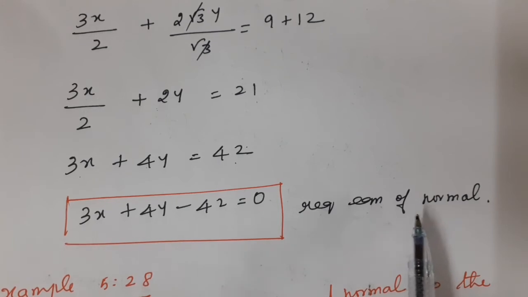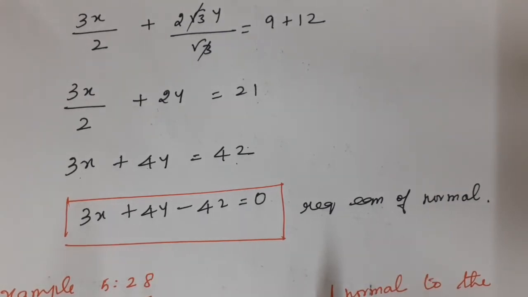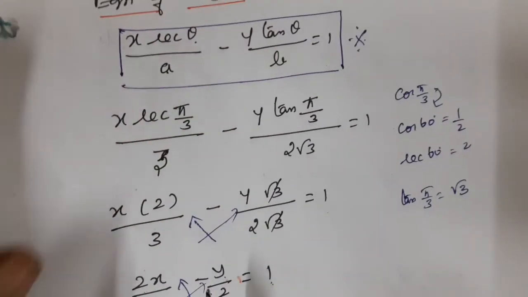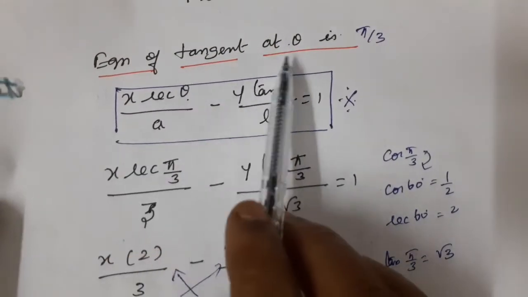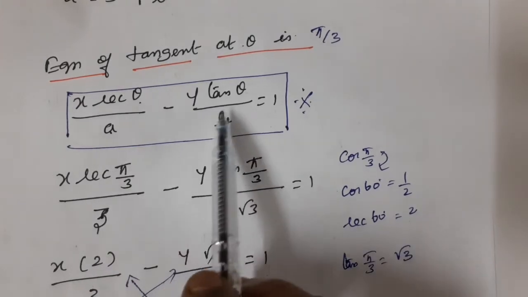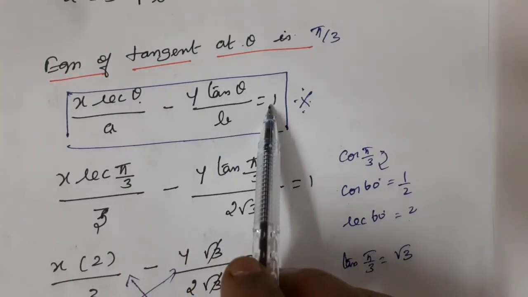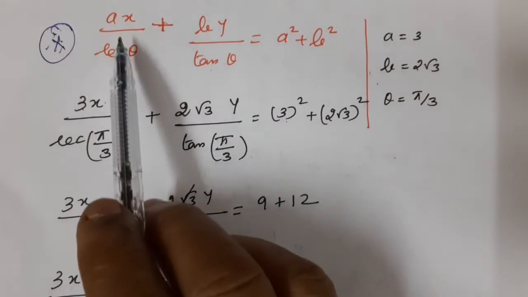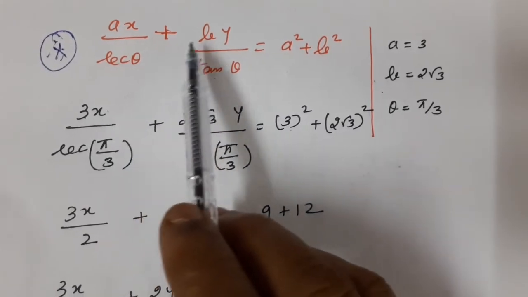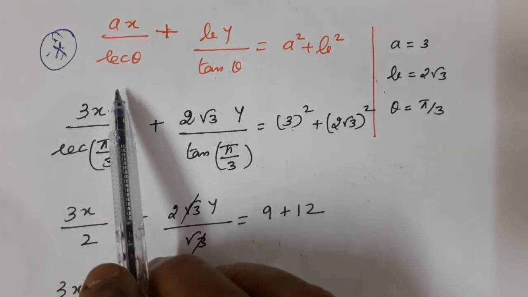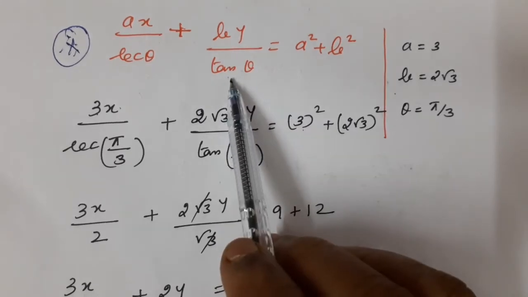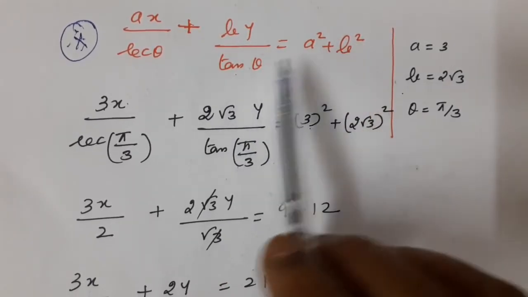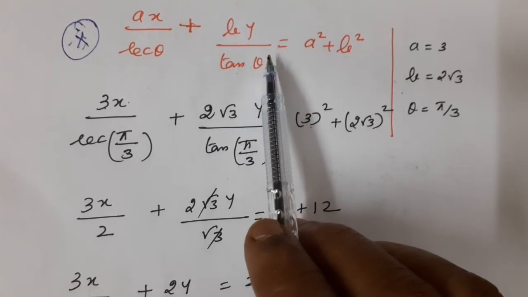of the normal. So using the given equation of the hyperbola, you find the values for a and b. Also theta is given. Only remember the two formulas. What are the two formulas? The equation of tangent at theta is x secant theta by a minus y tan theta by b equal to 1. This is the equation of tangent. Just substitute the value. Similarly, the equation of the normal: ax by secant theta plus by by tan theta equal to a square plus b square. Remember the two formulas.